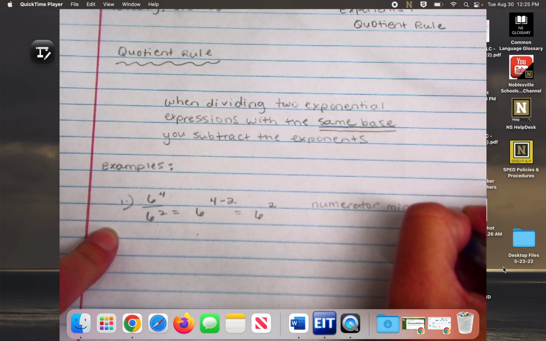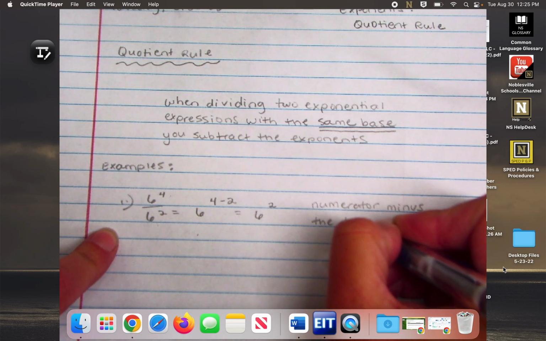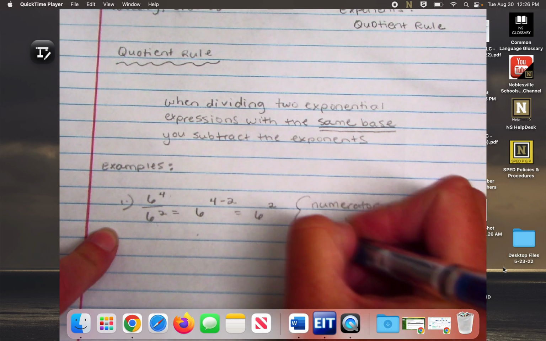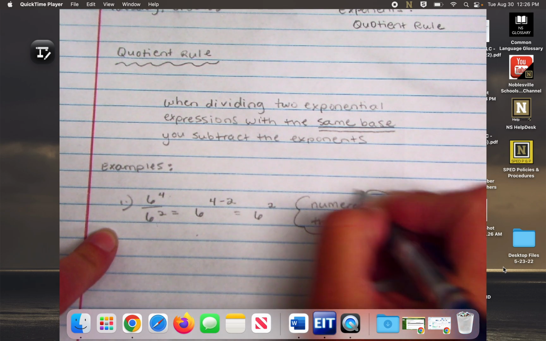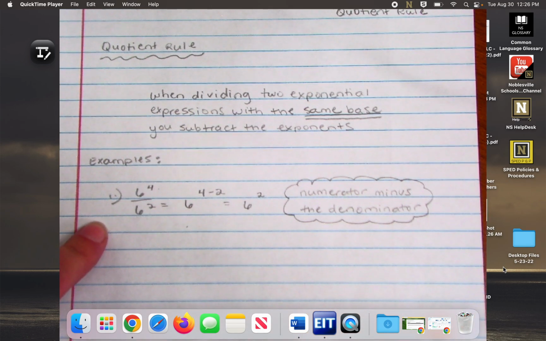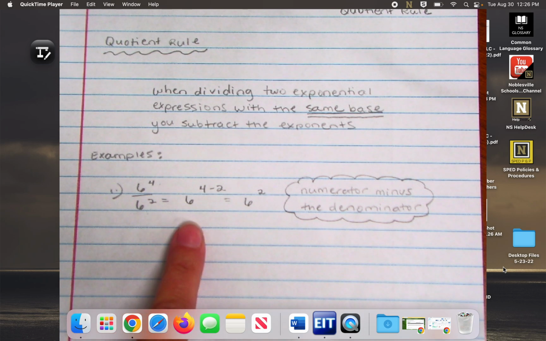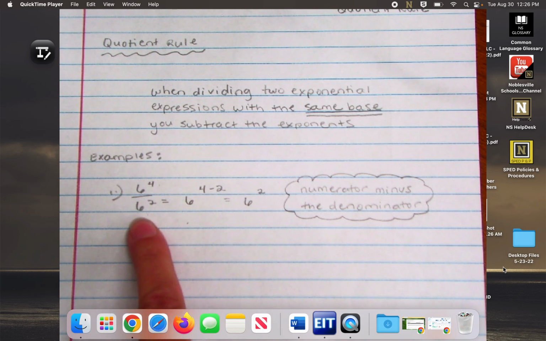Numerator minus the denominator. Write yourself a note. We are doing the numerator minus the denominator. I don't know why some students get confused, but you take the top exponent, subtract the bottom exponent. It doesn't matter if there's positive or negative values. You always do numerator exponent minus the denominator. And again, our base did not change, right? We didn't do anything. The 6 just carried through the whole problem. So let's try another one.